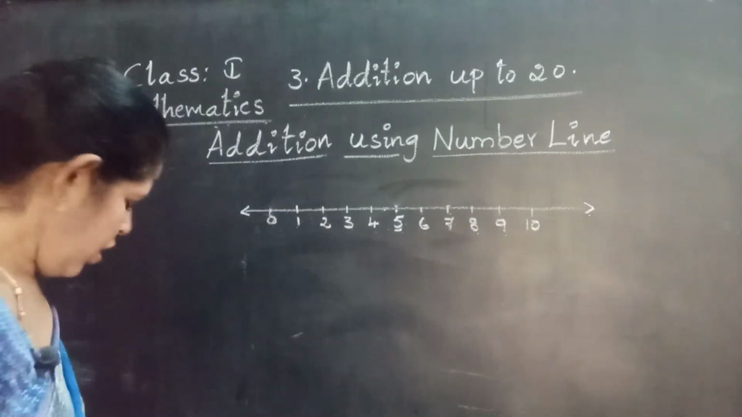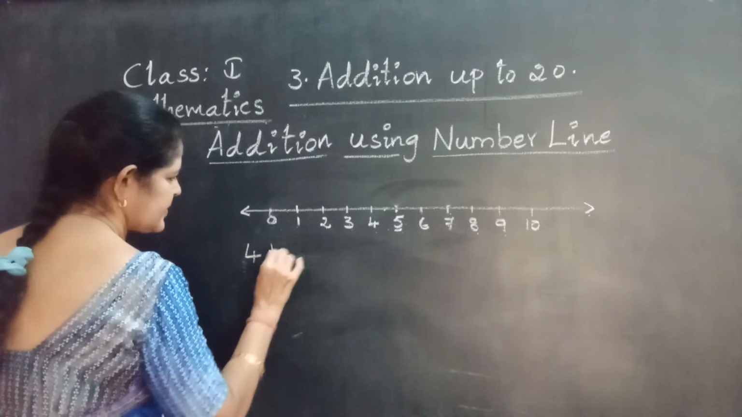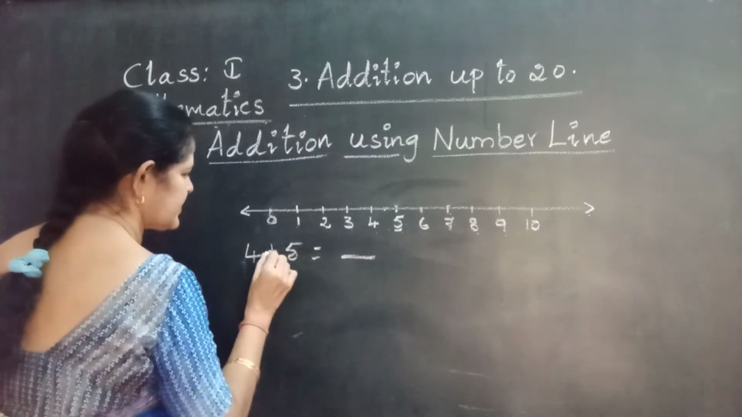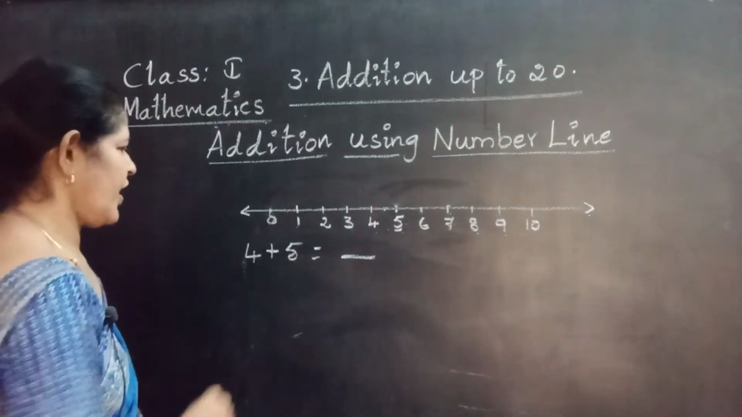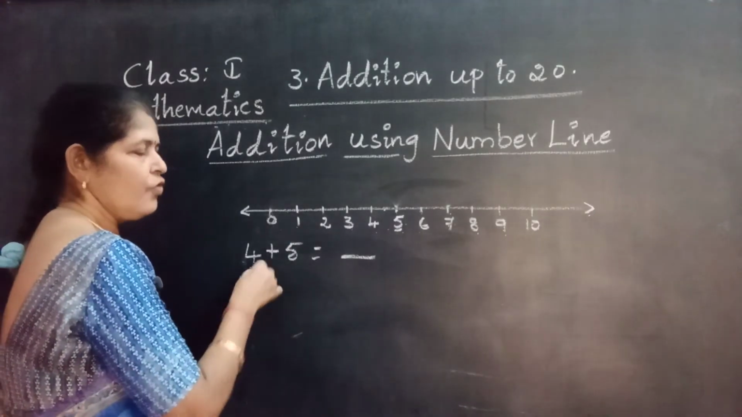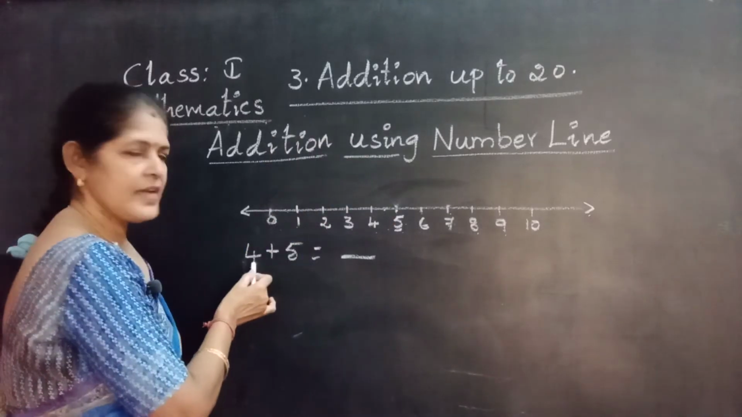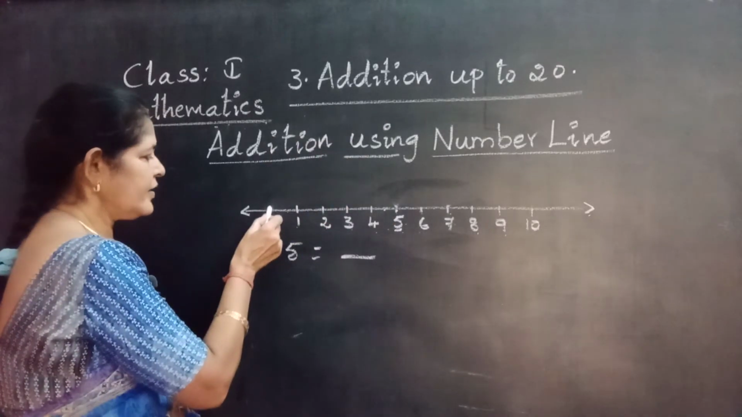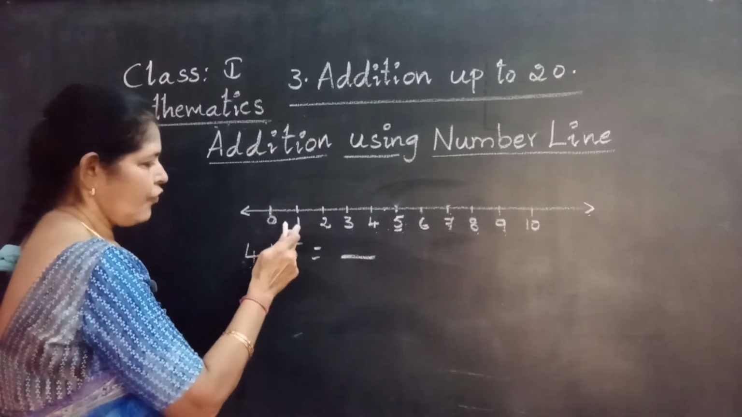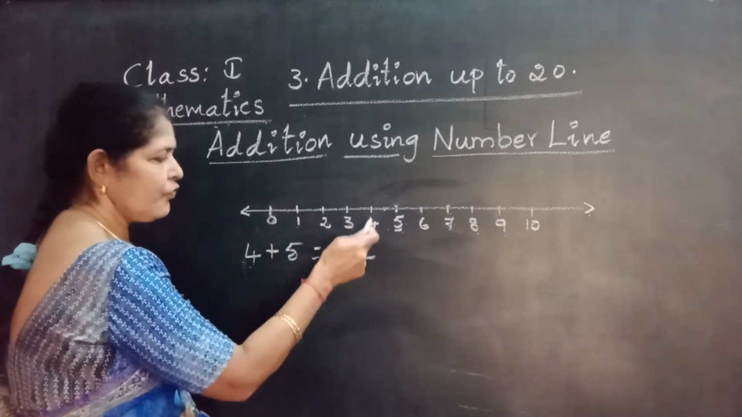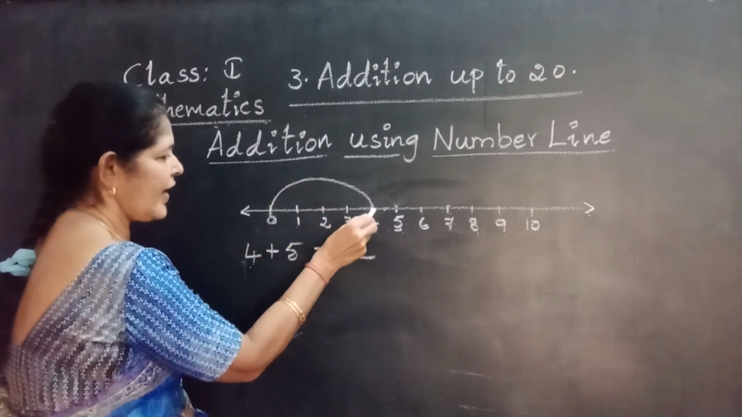Can I give you one more? Okay, 5 plus 5. Sorry, 4 plus 5. Given addition is 4 plus 5. What is the first number? We are going to do addition on the number line. What is the first number? 4. Start from 0 and take 4 steps: 1, 2, 3, 4. Then you have to draw 0 to 4 like this.